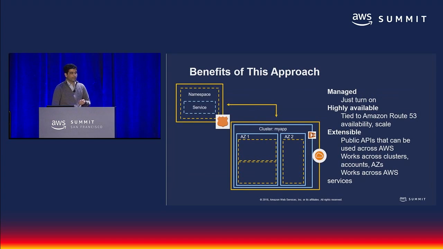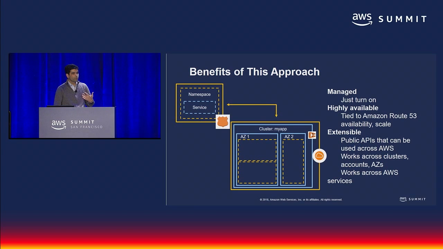What are the benefits here? The first benefit is it is managed. You have two services that are managed, Amazon ECS and Route 53 auto naming. You don't have to install any new software. Second is it's tied to the high availability you get with Route 53 as well. And secondly, these are public APIs, so it's extensible. You can work across clusters, availability zones based on the high availability you want for your application, and it works across your AWS services as well.